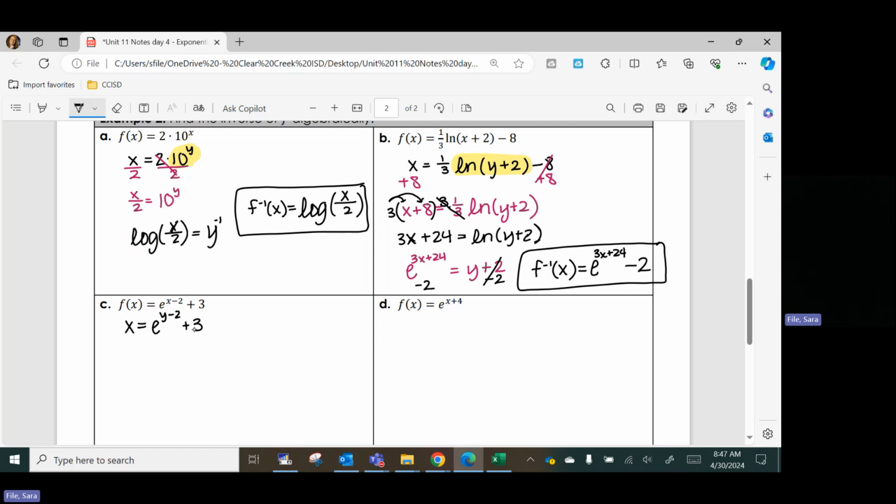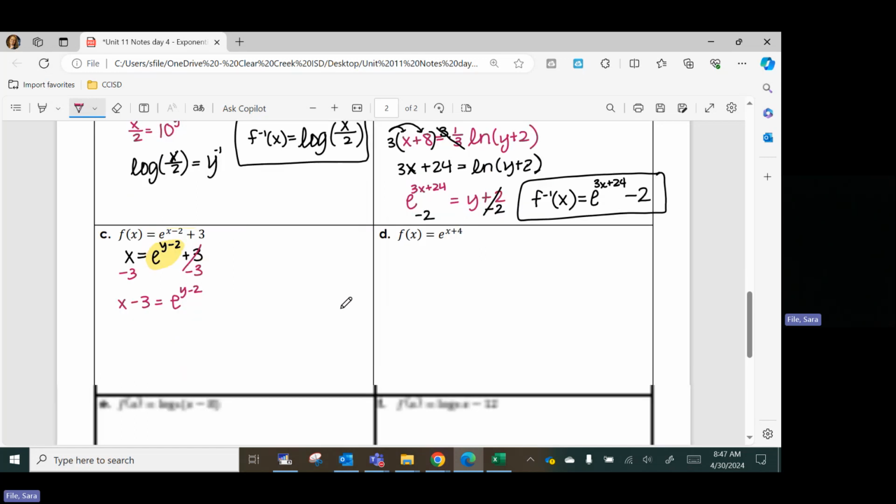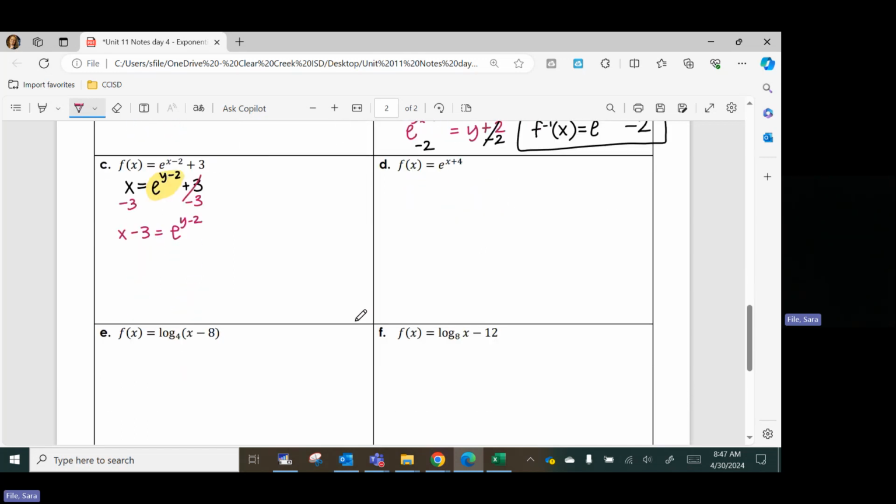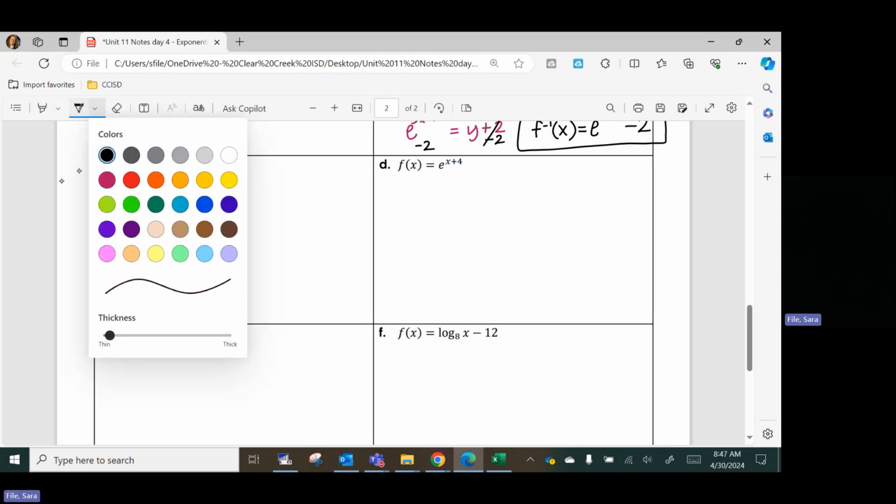Now we need to isolate the exponential. That is not what I meant to highlight. Come on. This is the expression that we're isolating. So we need to get rid of that plus 3 by subtracting 3. So now I've isolated the exponential and I'm ready to rewrite this as a log.